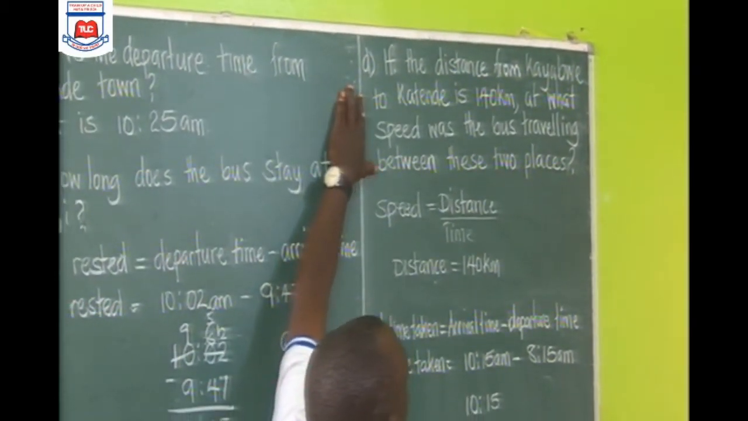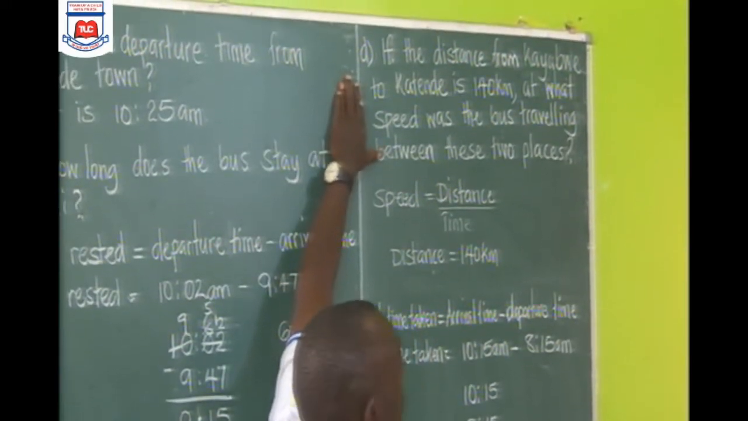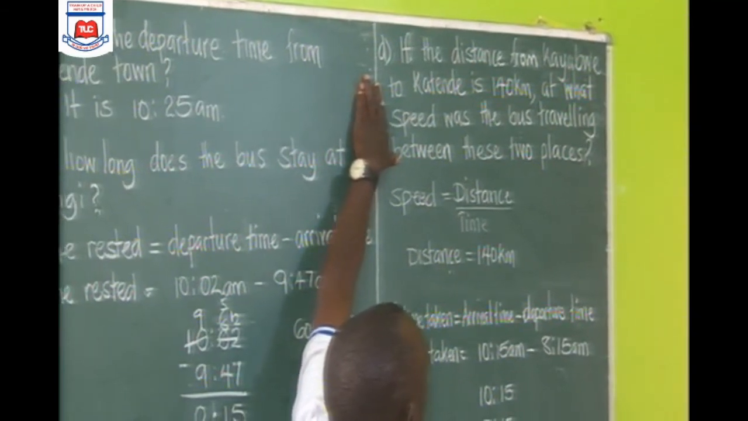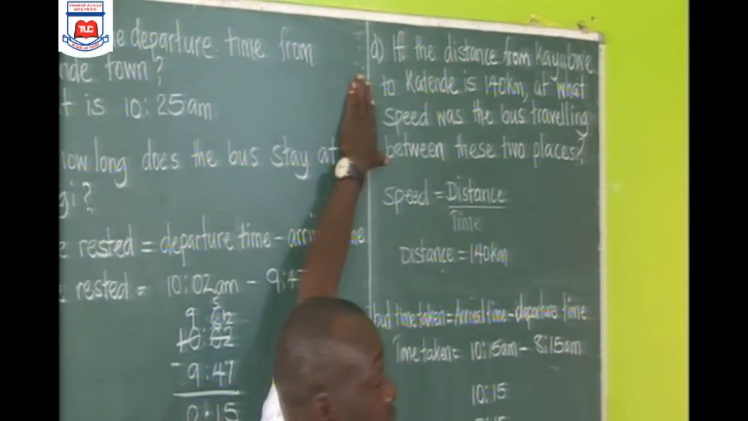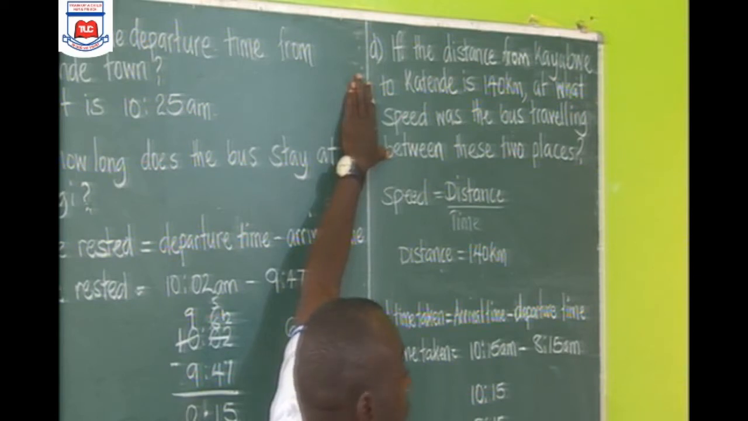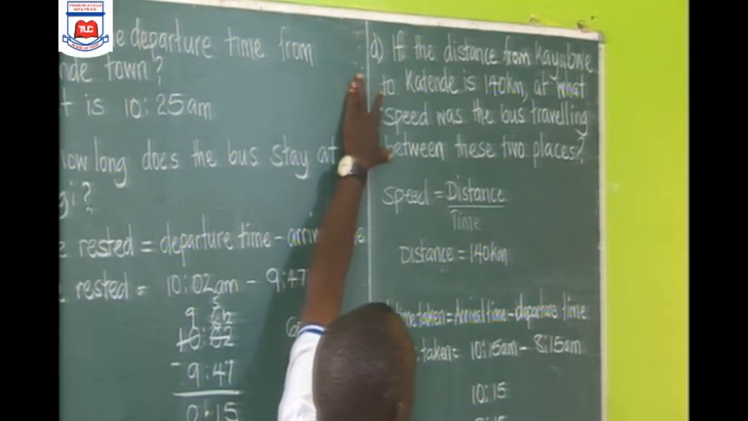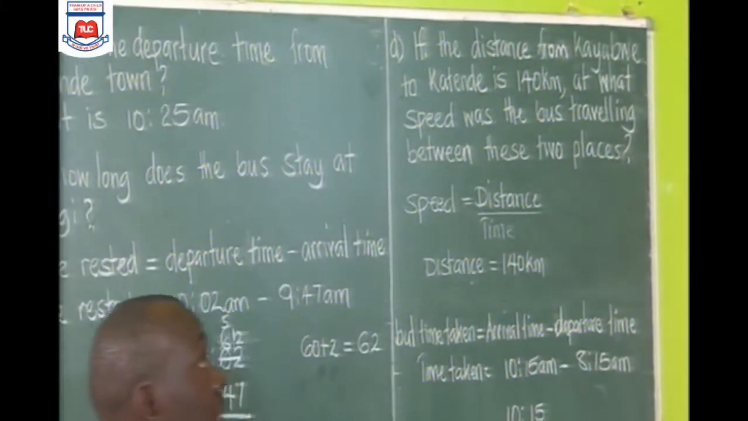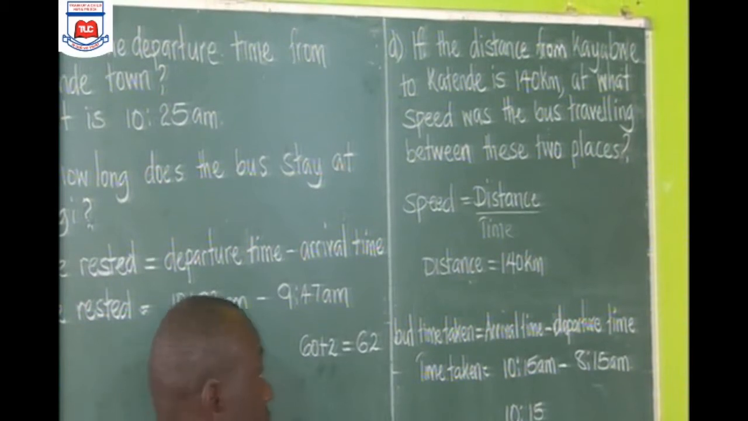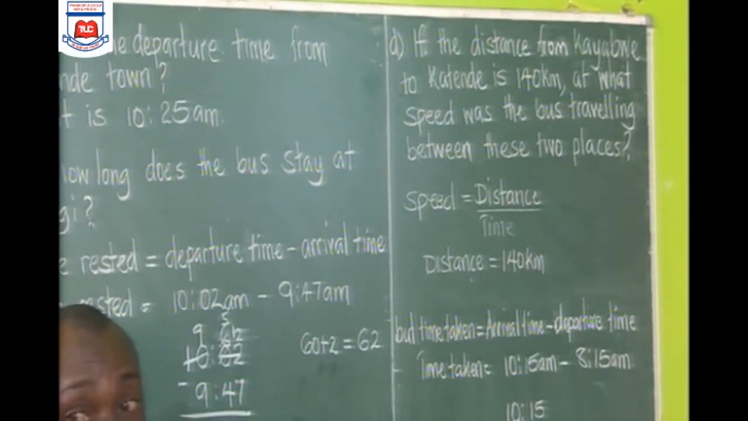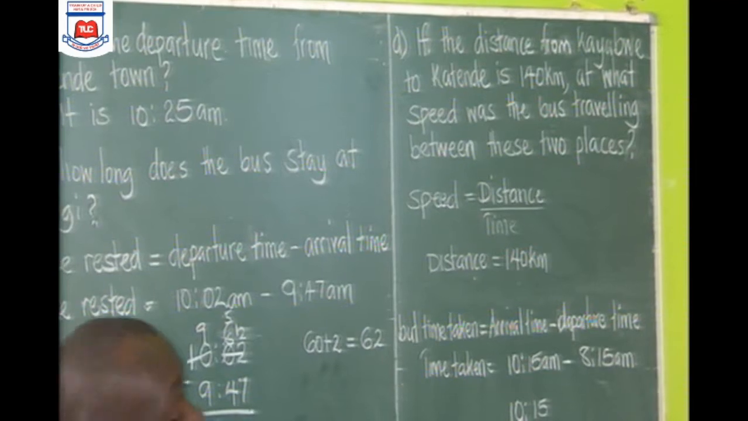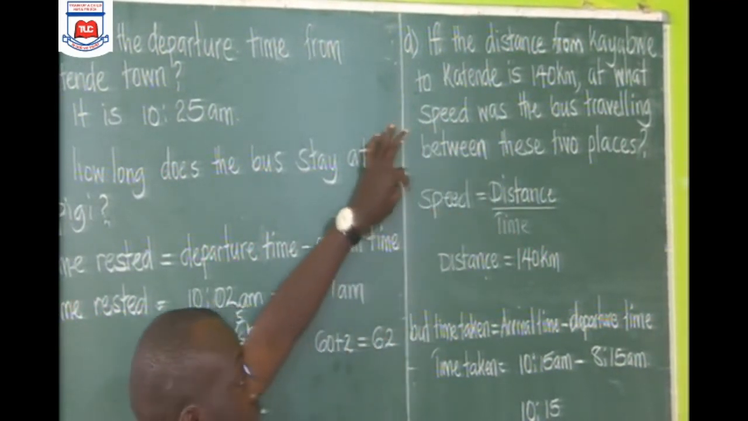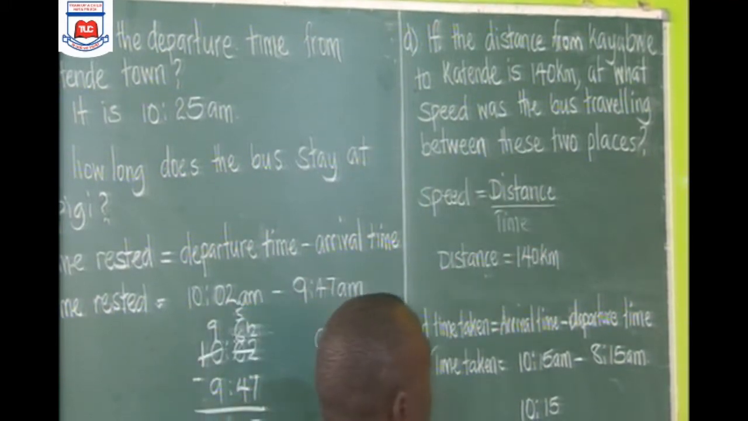If the distance from Kayabwe to Katende is 140 kilometers, at what speed was the bus traveling between these 2 places of Kayabwe and Katende? It reads again, if the distance from Kayabwe to Katende is 140 kilometers, at what speed was the bus traveling between these 2 places, as mentioned above? One must know that speed is found by division of distance and time. Therefore, state it that speed is equal to distance divided by time.